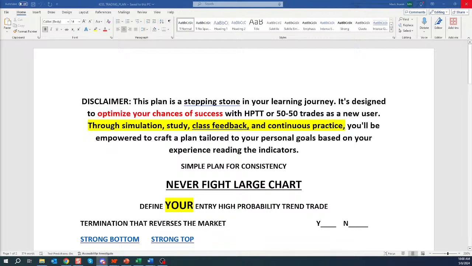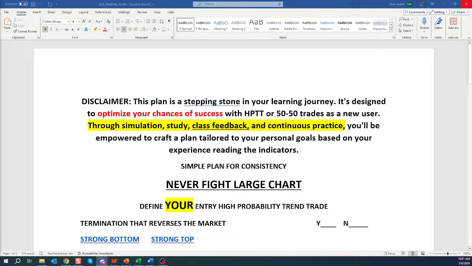Guys, this is a plan for new users. The plan is a stepping stone in your journey. And I said it this morning, and I'm going to say it again. Once you can recognize momentum in a clear path, there's 1,000 entries. There's so many opportunities to make money in the market, but the two most important ones to the new users, I believe, are momentum and a clear path.